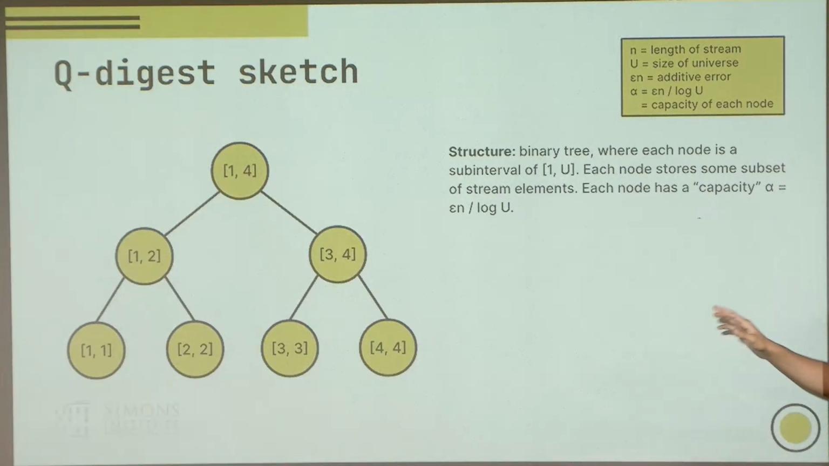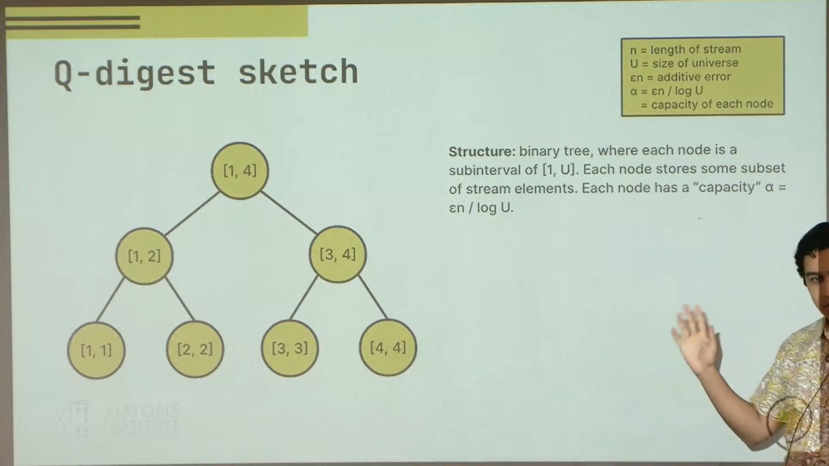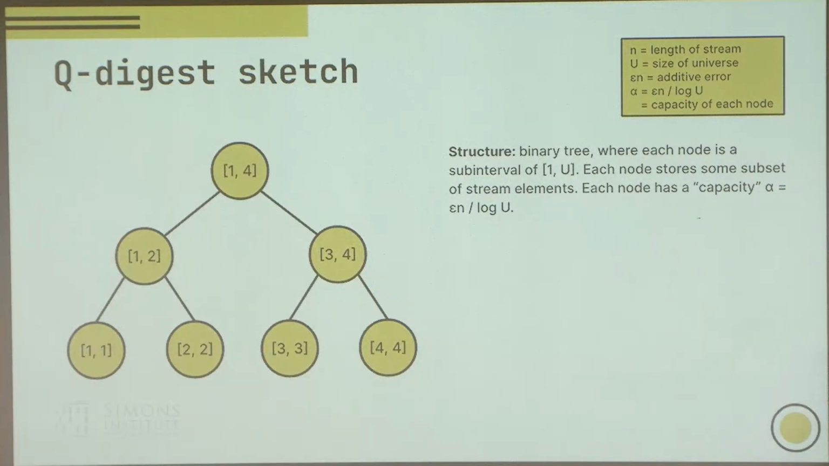We'll give each node of this balanced binary tree some sub-interval of the universe. You can see here that this node is the interval 3, 4 because its children span from 3 to 4. As we receive the stream, we're going to put elements into nodes, and we only put elements into nodes whose interval contains that number. But each node has some capacity alpha. I've picked this value of alpha, and it'll become clear why I chose it later.